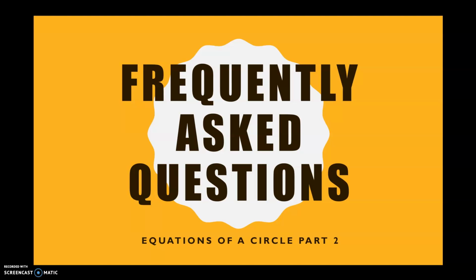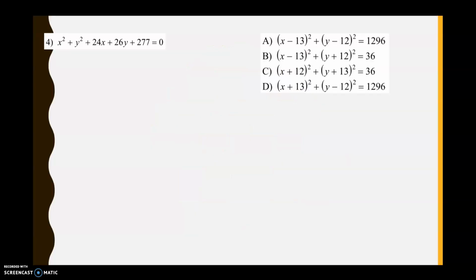Hi guys, I had two questions on your homework last night, or the two most common, I guess, asked questions. First one is number 4, so I want to figure out what my equation of my circle is. I'm going to combine my x's, combine my y's, and move my constant over to the other side. So I'm going to have x squared plus 24x plus something plus y squared plus 26y plus something is equal to negative 277 plus something plus something.